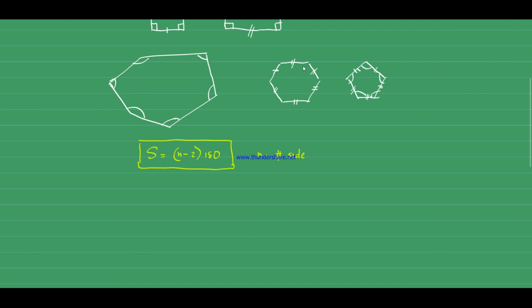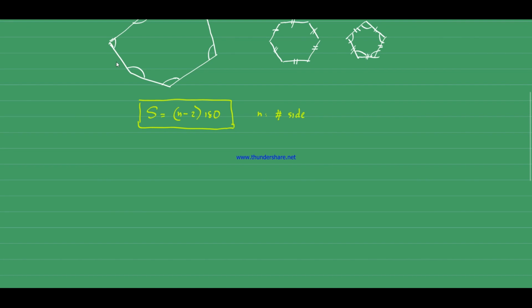For example, over here we have a pentagon. We have 5 sides, so n over here will be 5. And for example, over here we have 6 sides, so n will be 6, and we can find the sum of the interior angles of any polygon. Okay, let me give you an example.